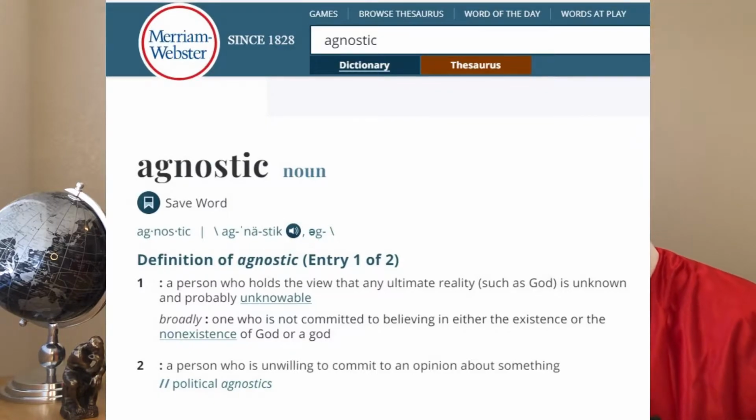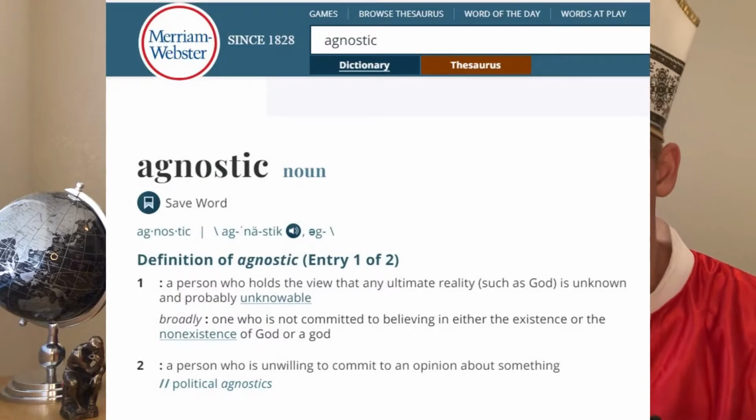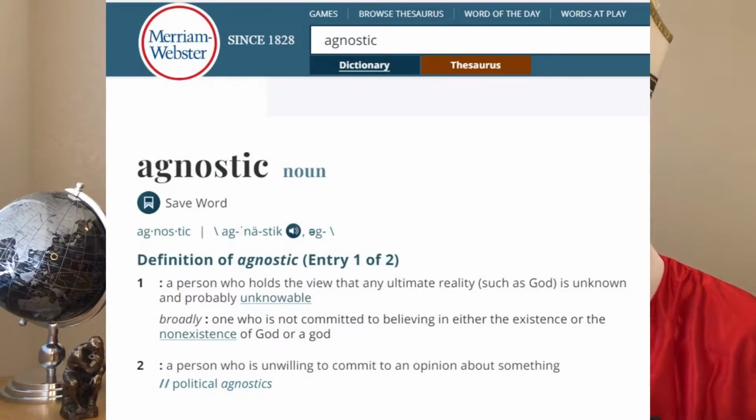Definition number 2 with Merriam-Webster's dictionary: a person who is unwilling to commit to an opinion about something. So let's go to another dictionary online, Oxford Languages. That's the first one that Google uses when you type in anything to Google. It comes up with Oxford Languages definitions typically.